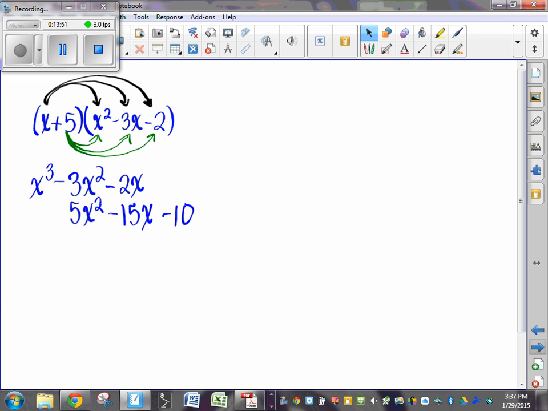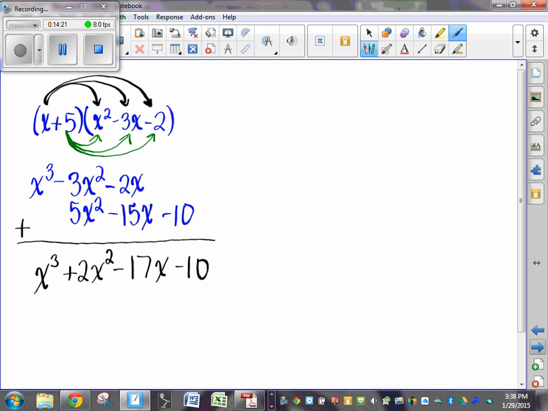Now you may have noticed that instead of writing that straight out across there, I lined up my like terms. The reason I did that is it makes it a little easier to simplify out and write my final answer. You don't necessarily have to line up your like terms vertically like I've done. I just think it makes it easier and saves some time, so I prefer to do that. So that's going to be x cubed plus 2x squared minus 17x minus 10.